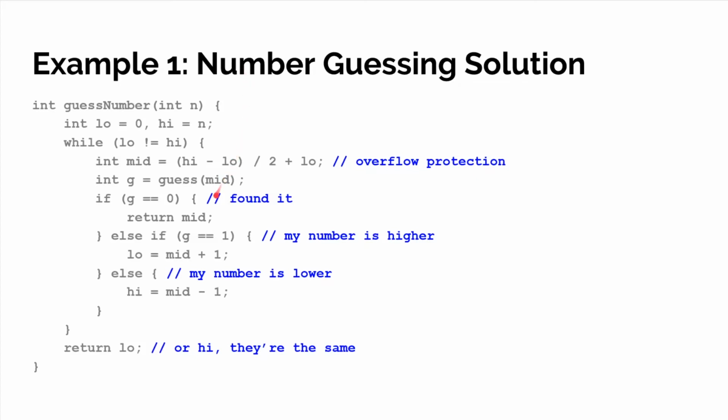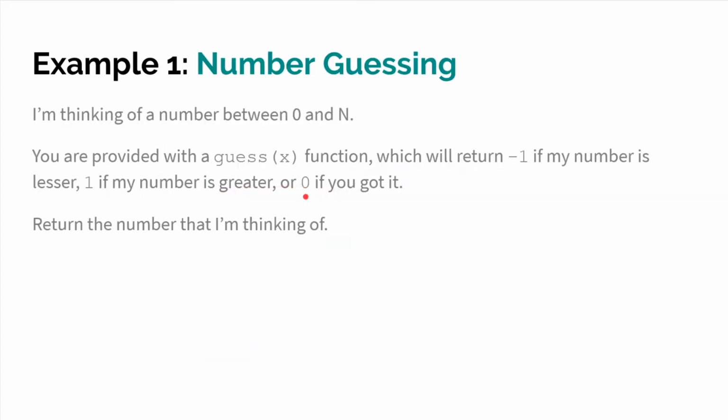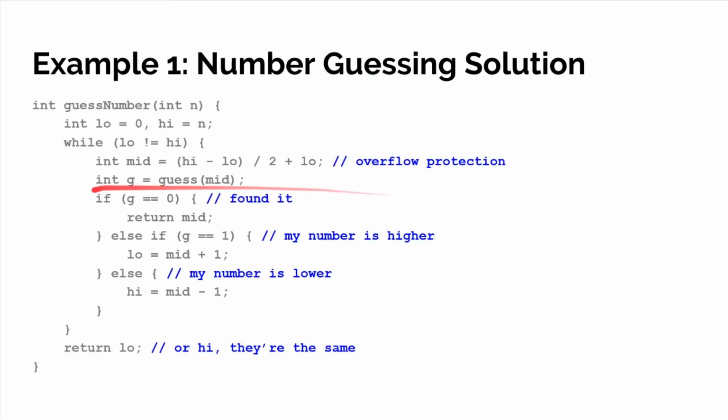Now, we have g, right? We guess if this number is the number I'm thinking of. Well, if g equals 0, that means you found it, right? Because if you got the number, then we're going to return 0. So if our guess returns 0, then we found it and we just return the number. But if my number is higher, then you set the lower bound equal to 1 higher than the mid, right? Because you know already that the mid is not going to be it, so you set low equal to mid plus 1.